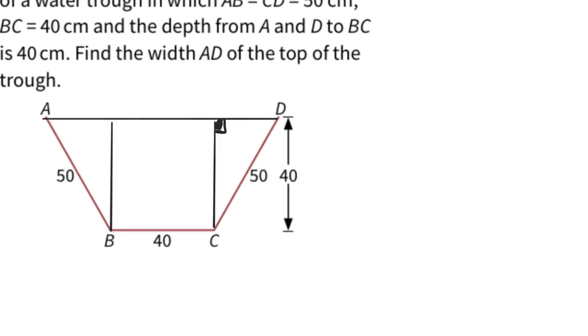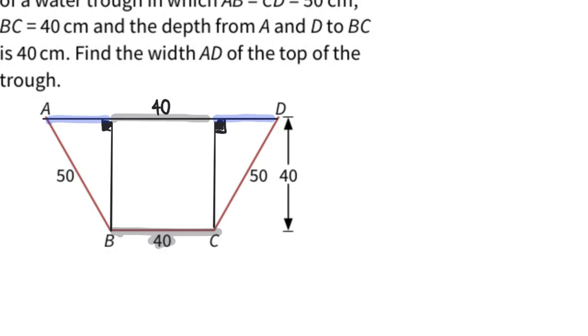This is a vertical line. So now I know this part here is the same as this. So it's 40. So my job now is to find this length, which is actually the same as this length because all the sides are equal.